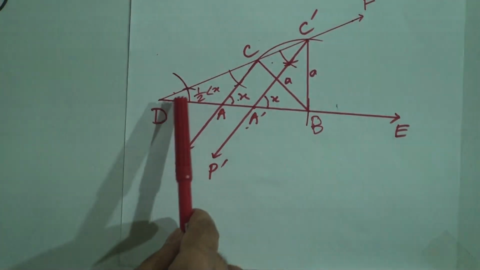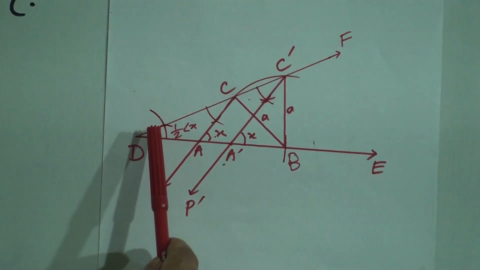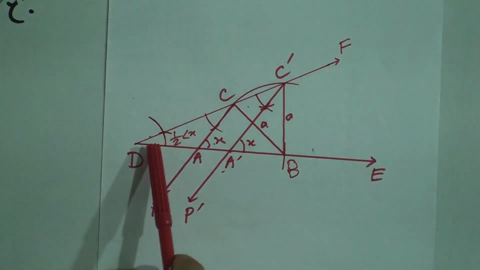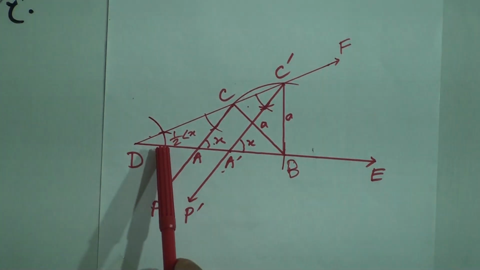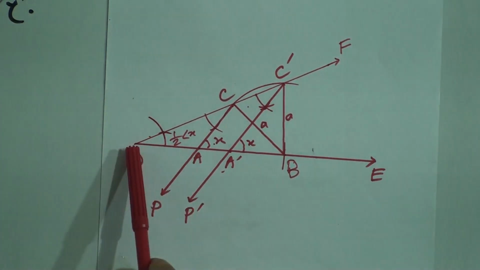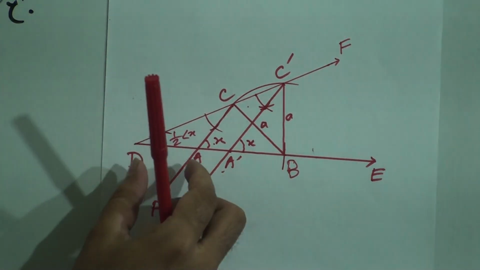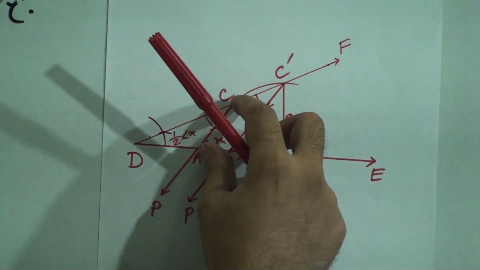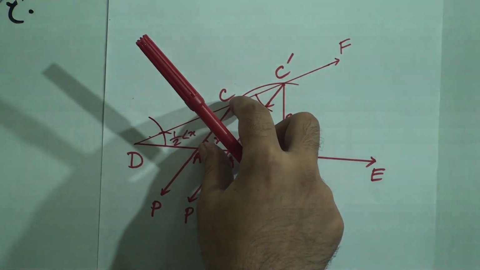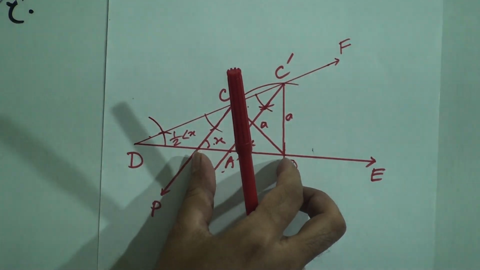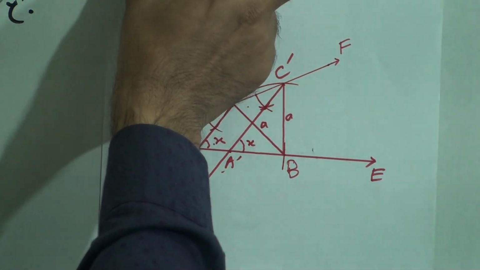As angle ADC and angle DCA are equal, its opposite sides are also equal. So sides AD and AC are equal. So if we consider the portion AD with the portion AC, these two are equal, so we can say the sum of this part AB and AC will be S.